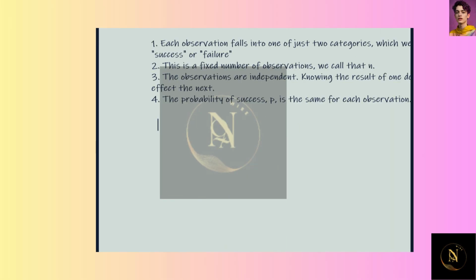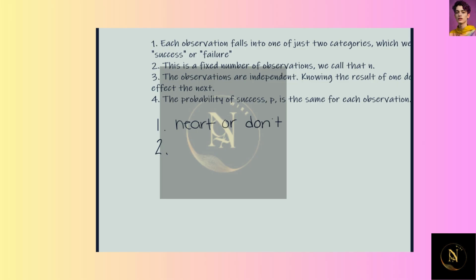How about for drawing a card with replacement and getting a heart? For this one, you fall into two categories. You either select the heart or you don't. We don't know the fixed number of observations for this one.